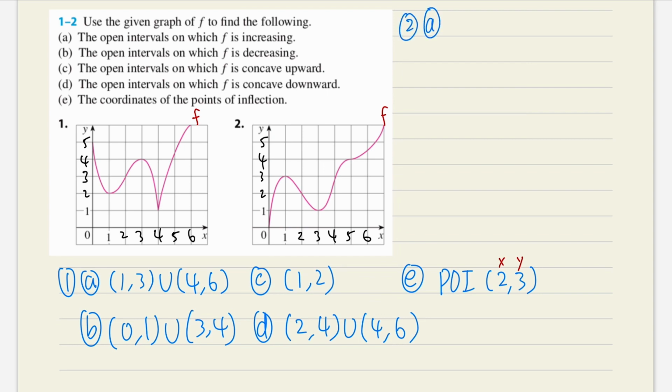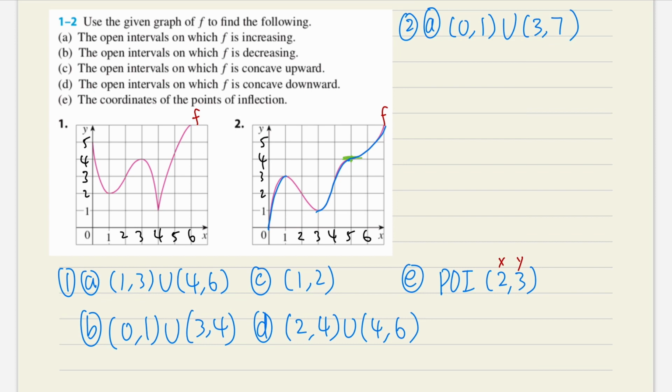Now, number 2, part A. Where is the function increasing? This is a little bit tricky, so pay attention. First, you go from here to here, so that's 0 to 1, no problem. Union, we have another piece. We go from 3 to 5 like this. But notice right here, even though the function is flat, it still continues to go up. So you really just count it as one interval from 3 to 7.